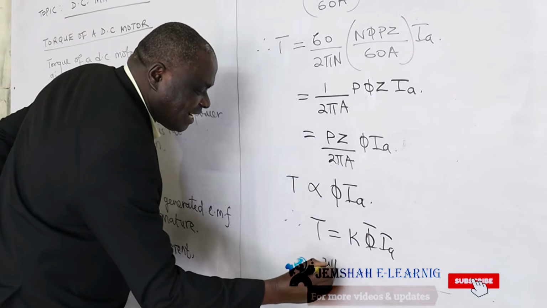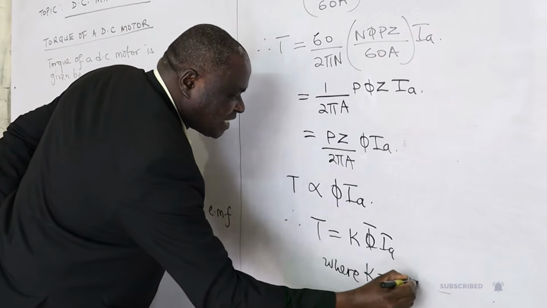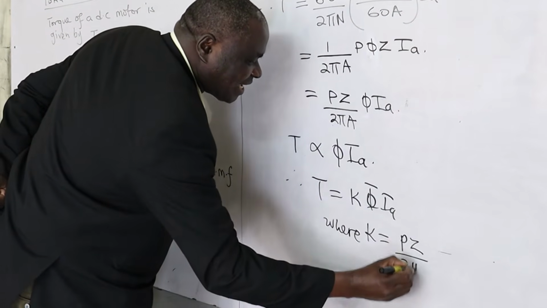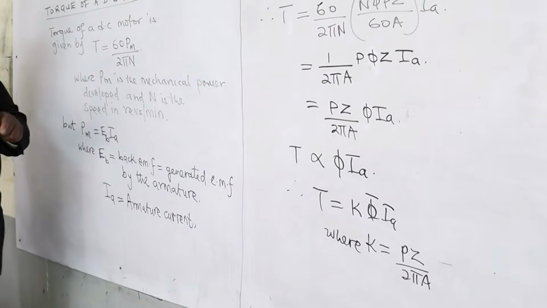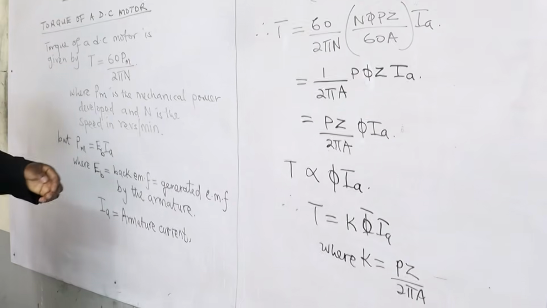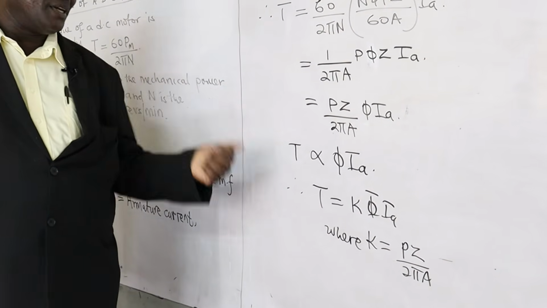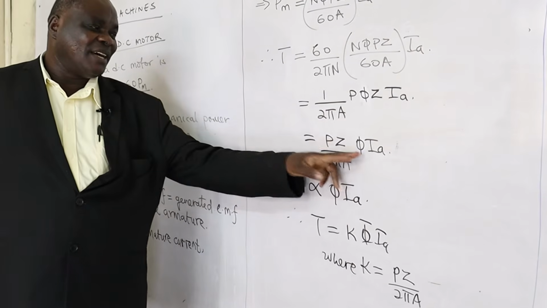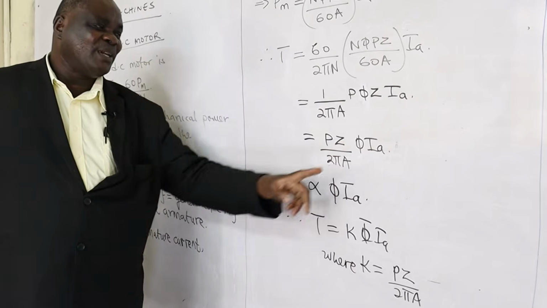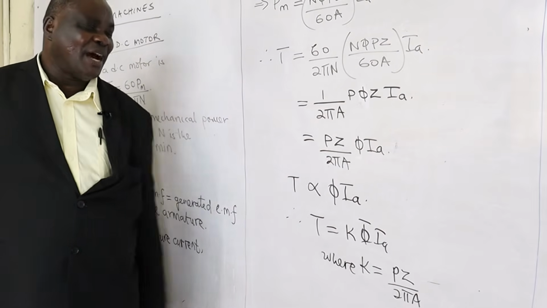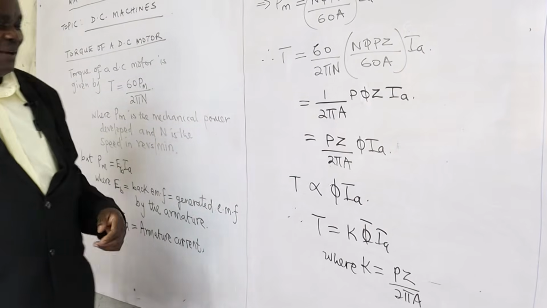where K here is equal to PZ all over 2 pi A. See, from this expression, when you want to increase the torque on the motor, you can do something on the field flux per pole, or you can do something on the armature current. When those two are varied, then we can vary our torque.